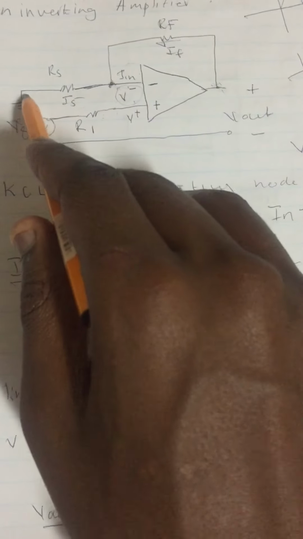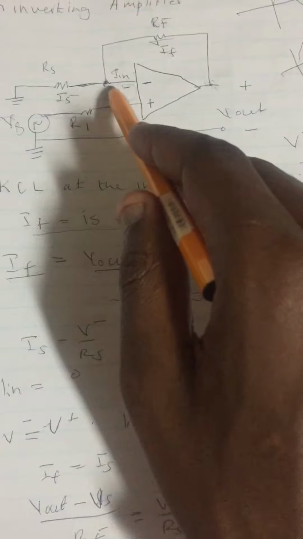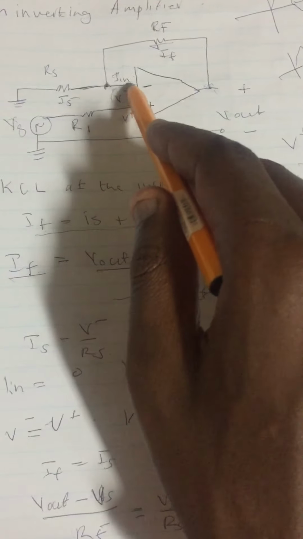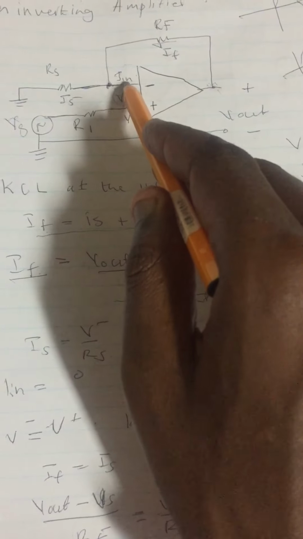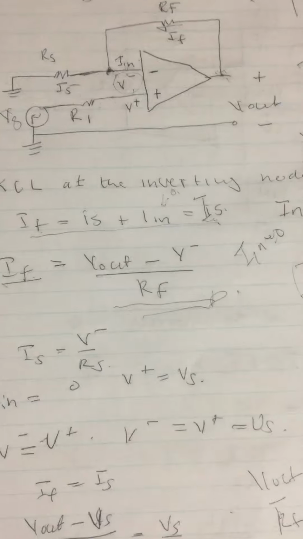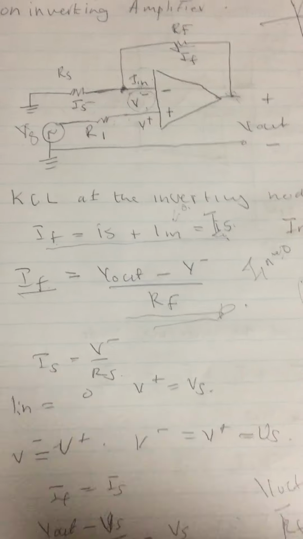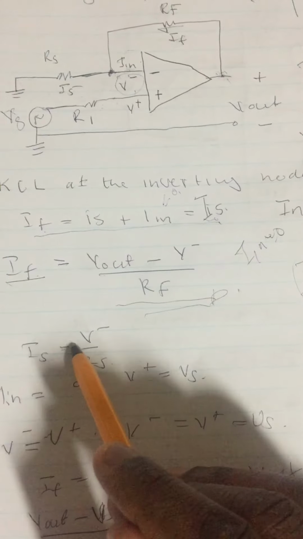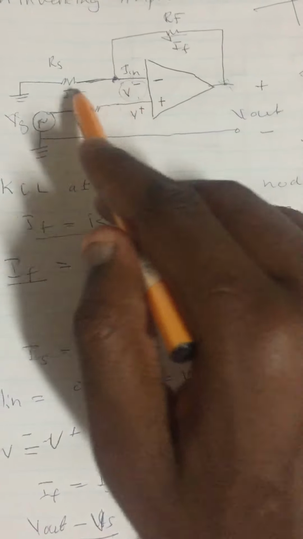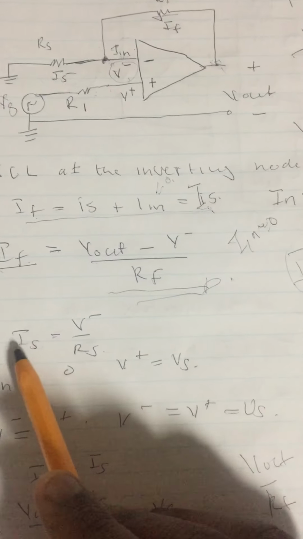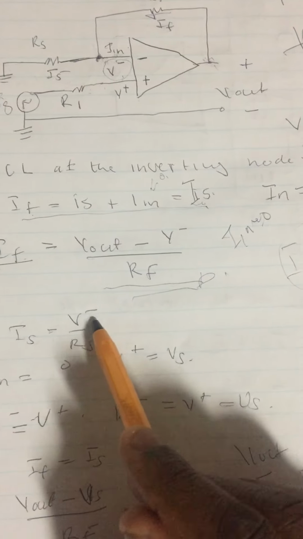We know that this is 0. So the current moves, it divides into two portions. It goes in this direction and that. It can't go in this direction because we already know it's 0. So definitely it's going in this direction. So we'll have I S equals to V negative divided by RS, which is this portion.